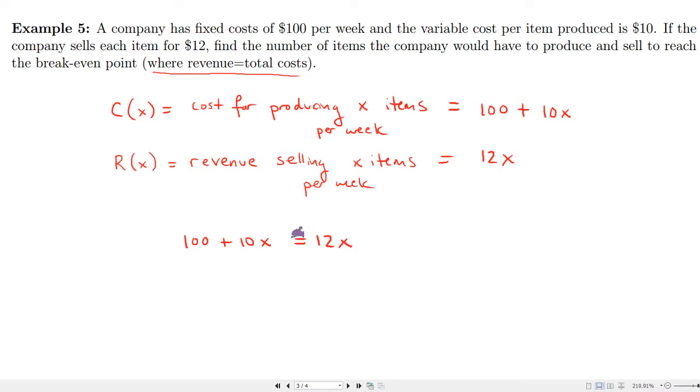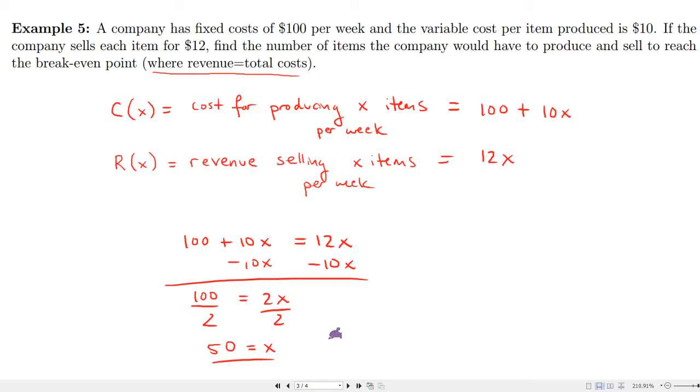And we can just solve, right? So subtract 10x from both sides. We'll have 100 equals 2x. So then divide both sides by 2. And so we'll have x is equal to 50. So 50 items to break even.